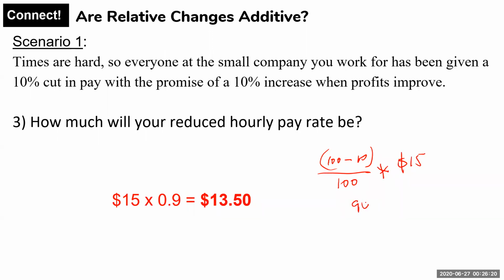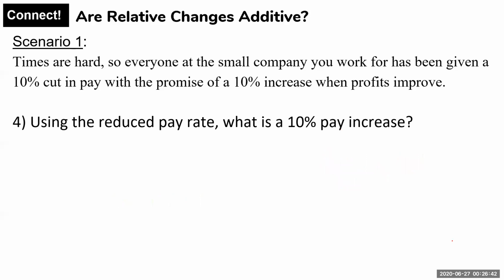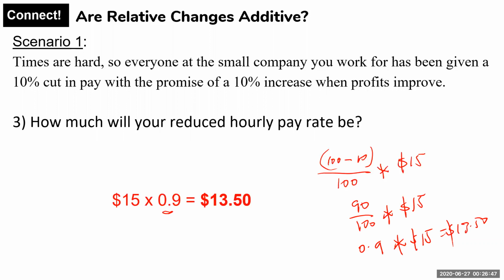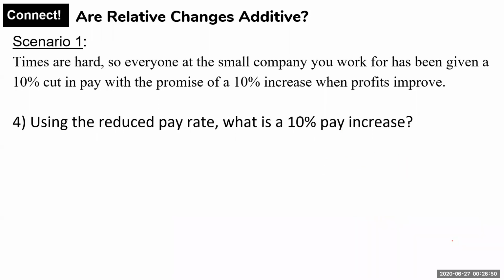Okay, so we have 90 over 100 multiplied by $15, and this is 0.9. So that's why we have 0.9 right there, multiplied by $15, and that gives you $13.5. So this is how much your reduced hourly pay becomes, right? So now using the reduced pay rate, what is a 10% pay increase? So now we are going to do a 10% increase of 13.5.